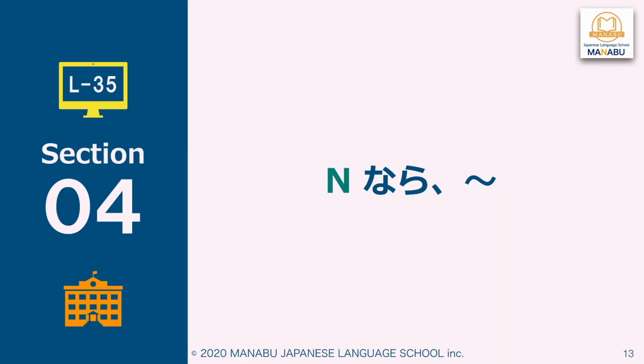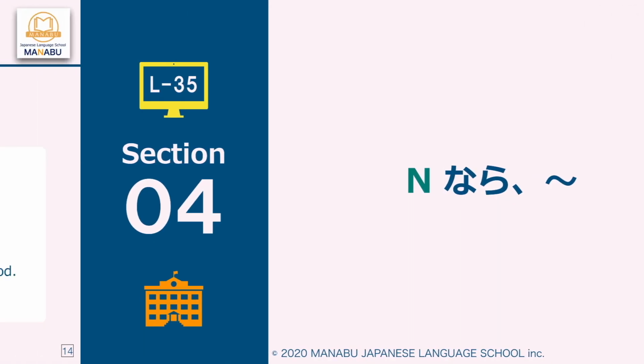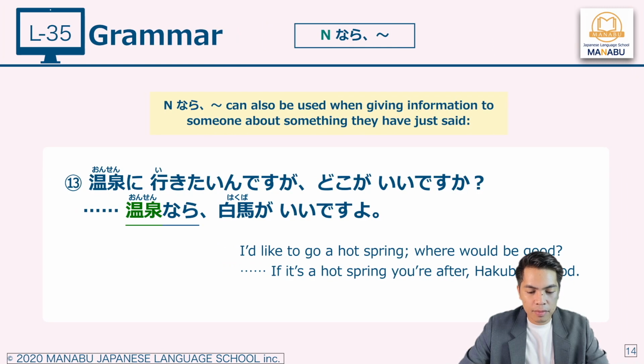Grammar point number 4, noun nara. The noun nara can also be used when giving information to someone about something they have just said. So let's read example number 13. Onsen ni ikitain desu ga? I'd like to go to a hot spring. Doko ga ii desu ka? Where would be good?